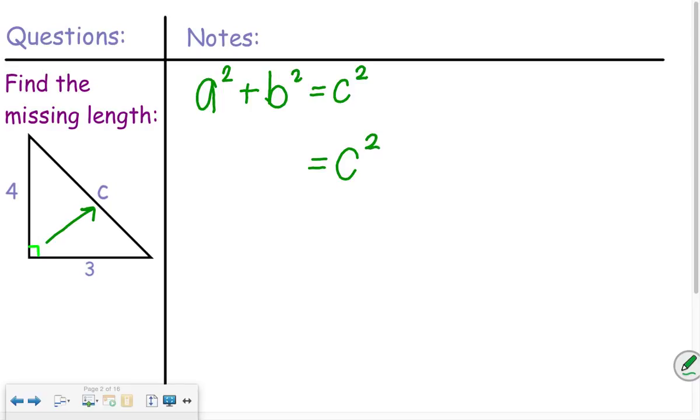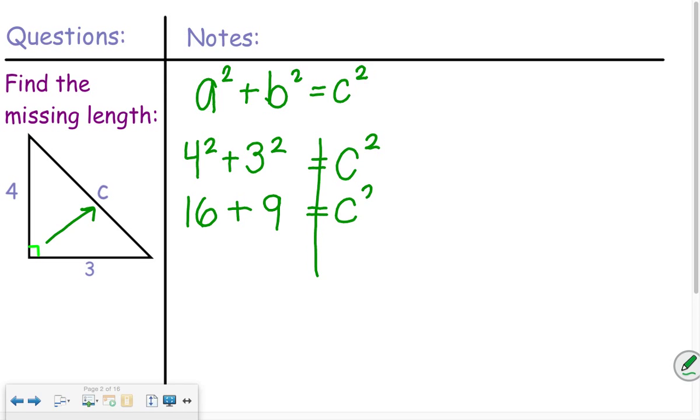That means my legs, the 4 and 3, form my right angle, so I'll put those in for A and B. It doesn't matter which order you go in. You could do 4 squared plus 3 squared or 3 squared plus 4 squared. So then I'm going to calculate that. 4 squared is 16 and 3 squared is 9. If I add that up, 16 and 9 make 25.